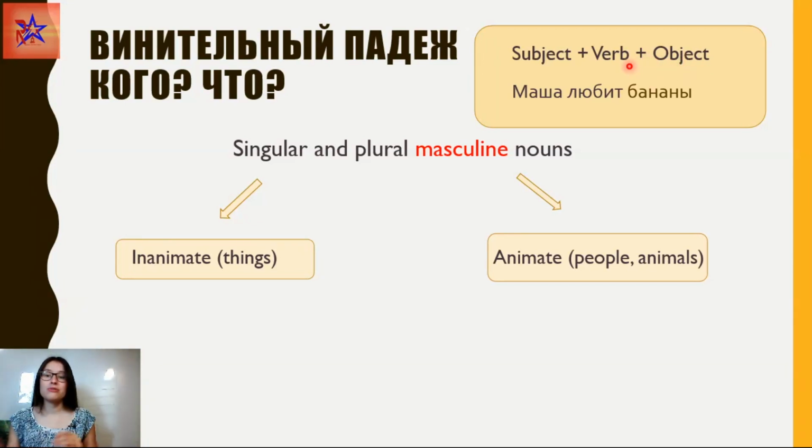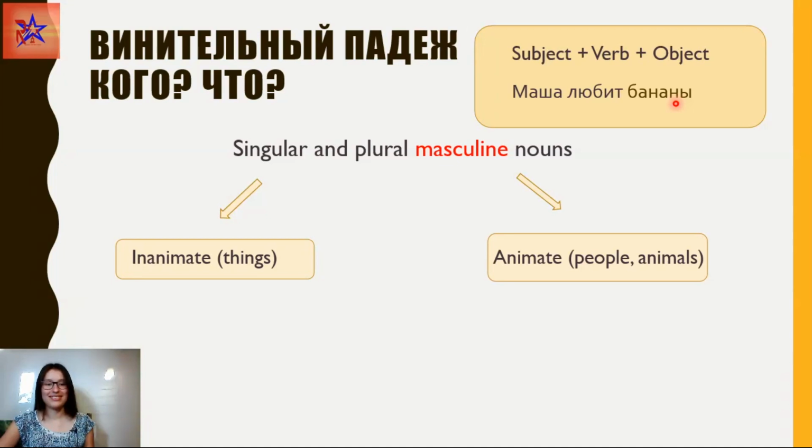So there are certain verbs after which we use direct objects, like я говорю, я понимаю русский язык. I understand Russian. So we don't use any prepositions here. And a direct object is the thing or a person that has an action done to it by the subject. For example, Masha любит бананы. Masha likes bananas. So banana is a direct object.